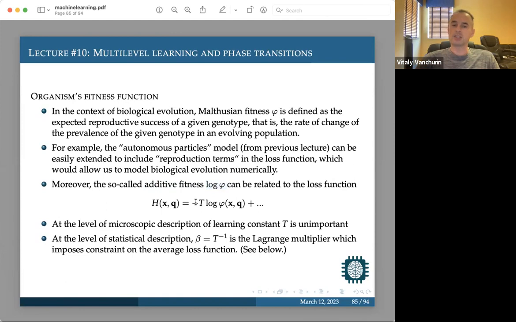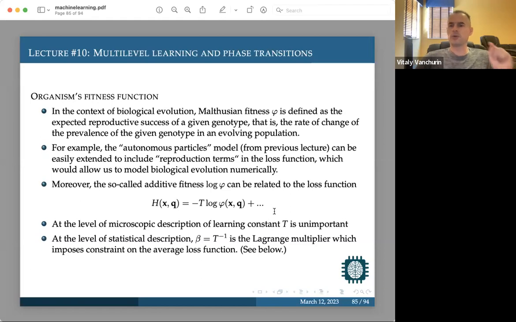But I add an extra coefficient here, t, and at this point it is just some parameter, because if you multiply your loss function by an arbitrary constant, the local minima would not change. Whatever was minimized before will still be minimized after you multiply by a constant. So at this point, t has no microscopic interpretation. It's unimportant. We also discussed that this coefficient can always be absorbed into the learning rate and kind of rescaling your time scale. Not very important. But as we'll argue, this t is very important at the level of statistical description, and it will actually play an important role. Its inverse will be a Lagrange multiplier that imposes a constraint on the average loss.